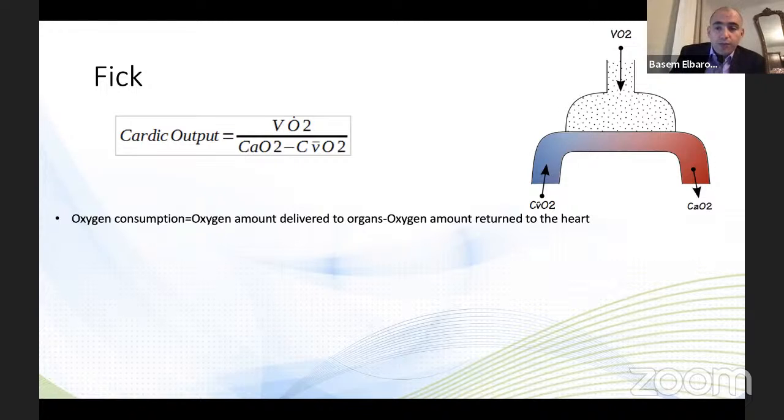The oxygen consumption, how much oxygen the body uses up, is equal to the oxygen amount delivered to the organs minus the oxygen amount that's returned to the heart. All right, sounds simple enough.